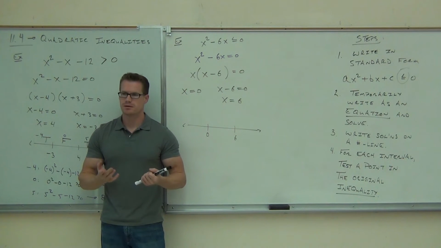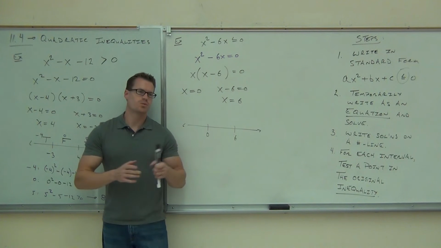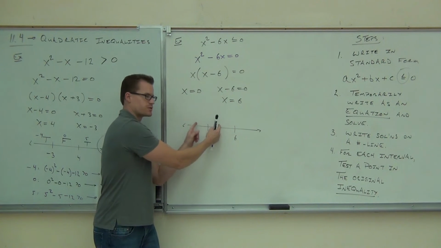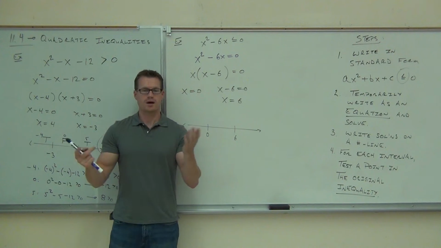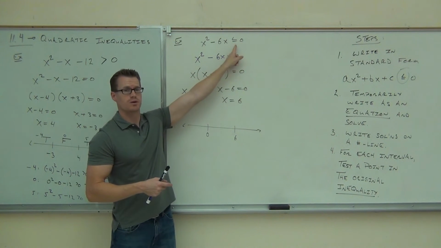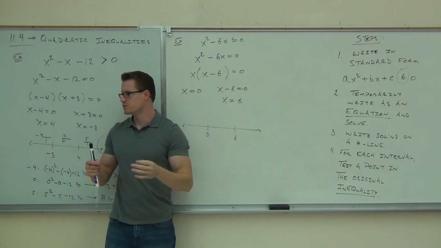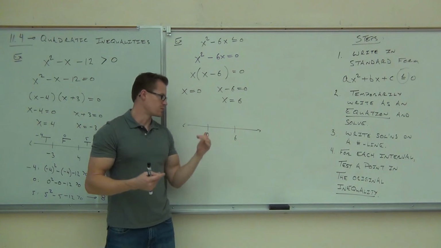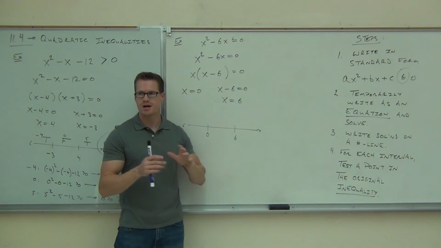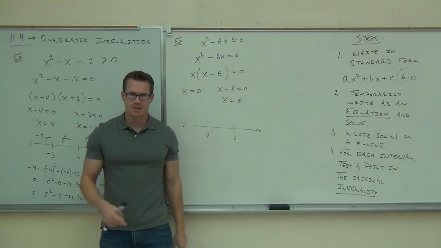Can you check 0? No. Why? Because it's on the boundary. It wouldn't tell you anything about these 2 intervals if you checked 0. It'd say, oh yeah, well 0 in this case is going to work because you have it less than or equal to 0. It's going to work, but it doesn't tell you whether this interval works or whether this interval works. So sometimes if you have that 0, you need to pick some different points.